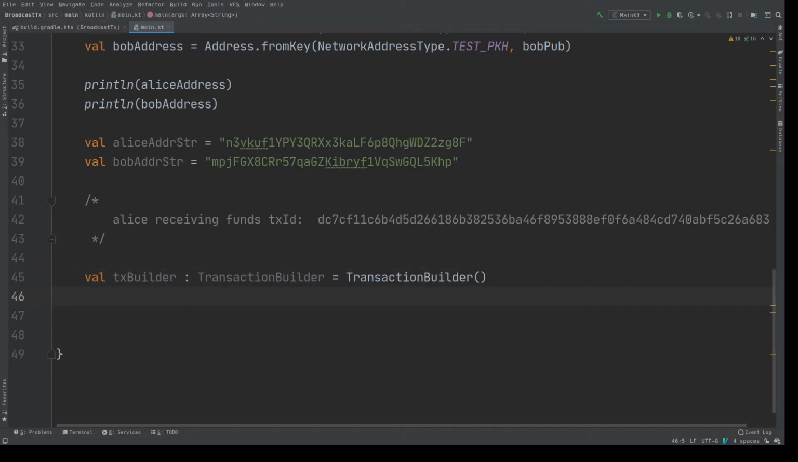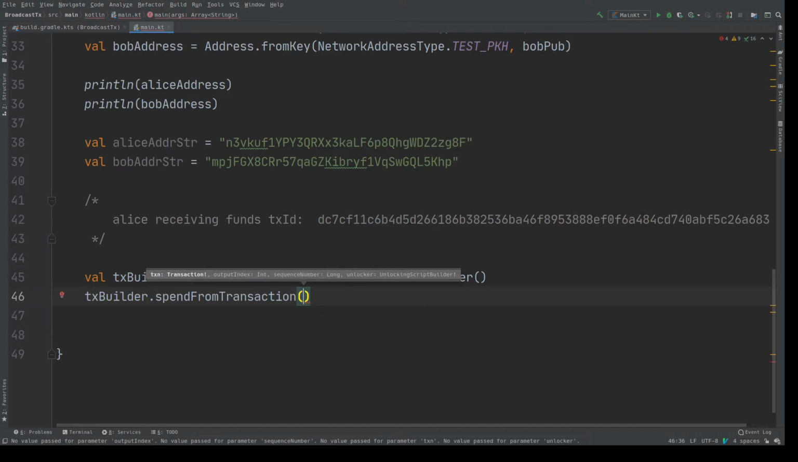The transaction builder will need to send money from one transaction to another. So I'm going to say TX builder. The TX builder actually follows a builder pattern. So I'm going to say spend from transaction, and the transaction that I'm going to spend from is Alice's funding transaction. So I'm going to say Alice funding TX, which doesn't exist, and we want to spend from an output index. I'm going to guess now that the output index is 0.